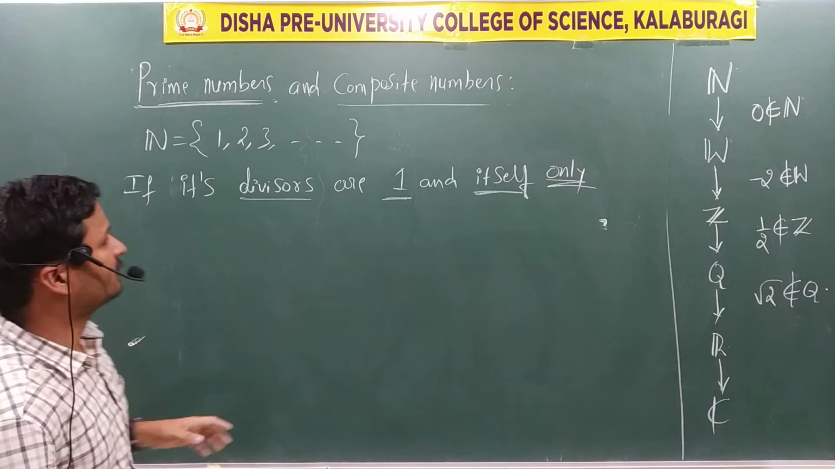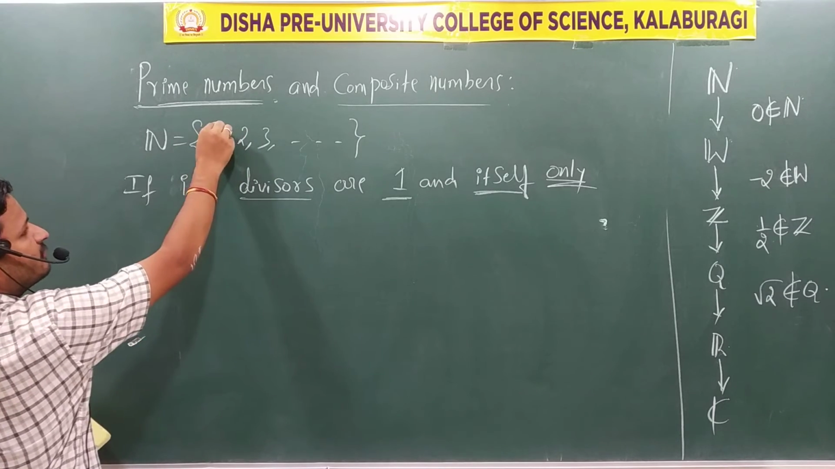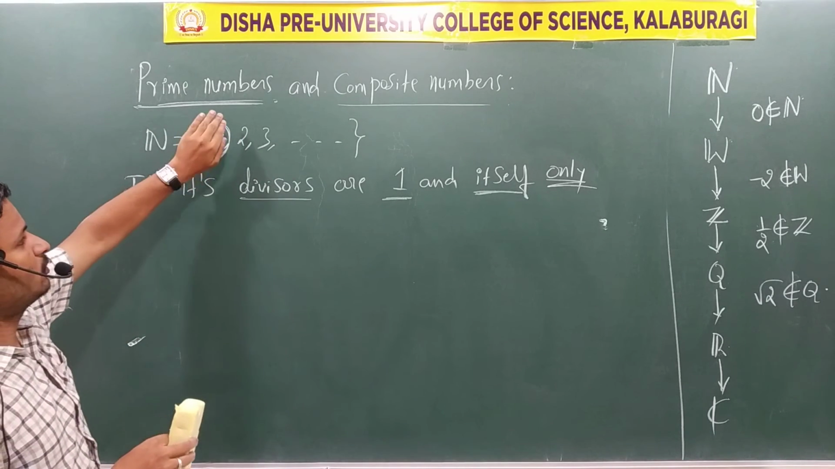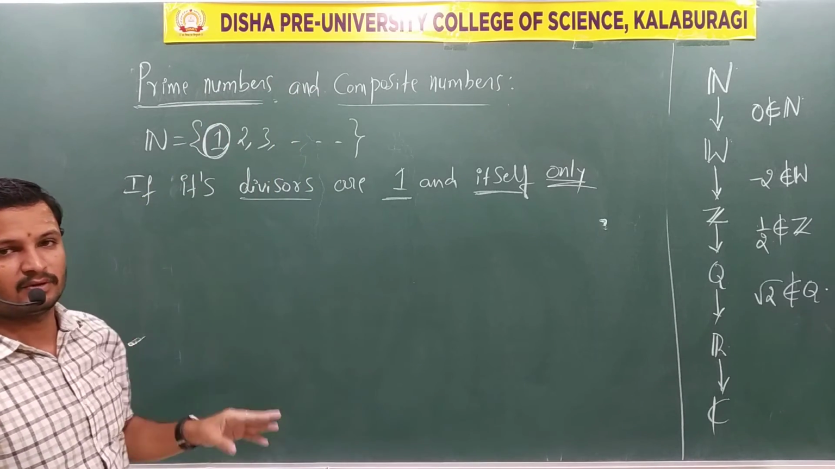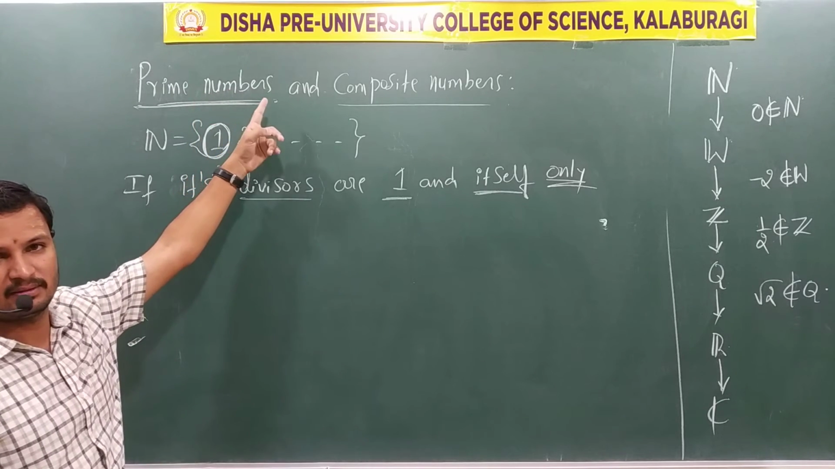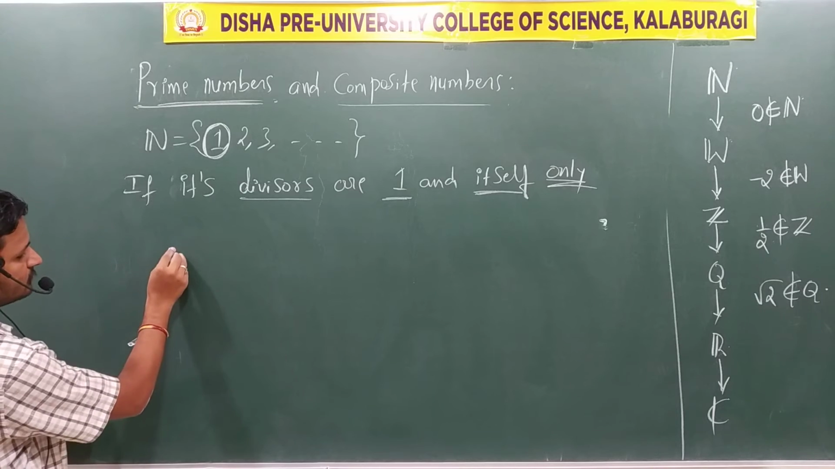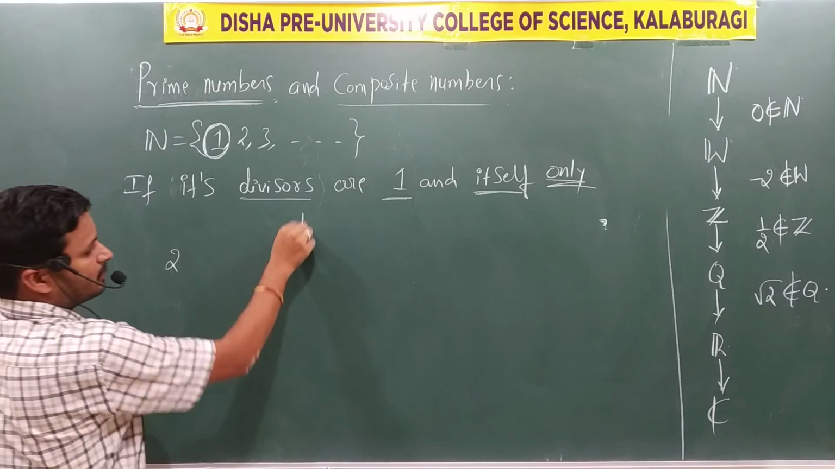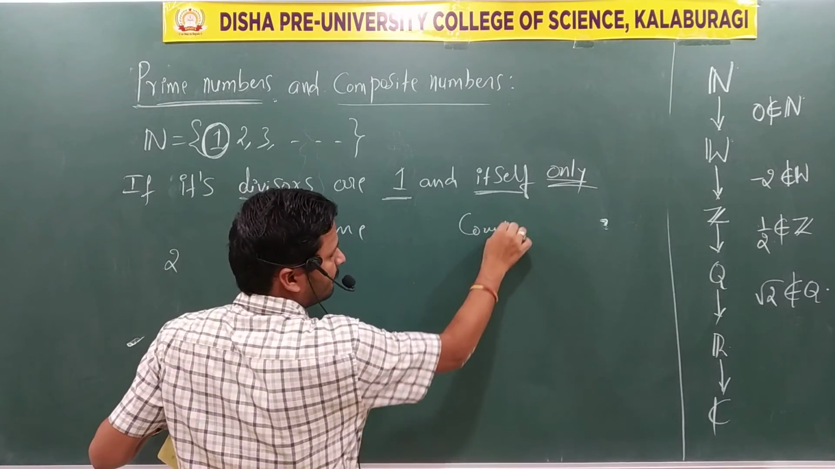Okay? See one by one. First, 1 is there. So keep this 1 for a while. Don't disturb this one. We'll start with 2, 3 and 4, because I will say later why this 1 is, whether it is composite or prime or neither. First 2. Here prime, here composite.